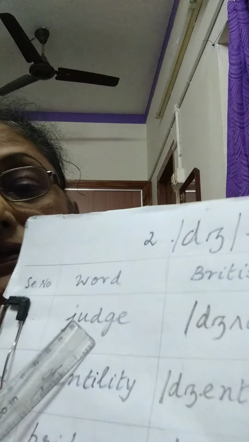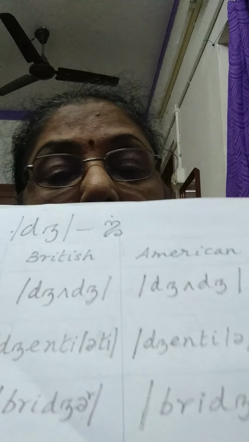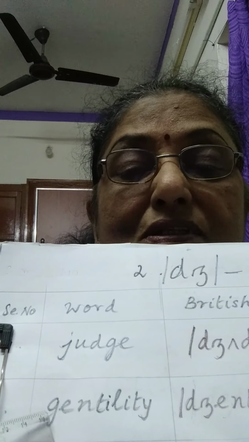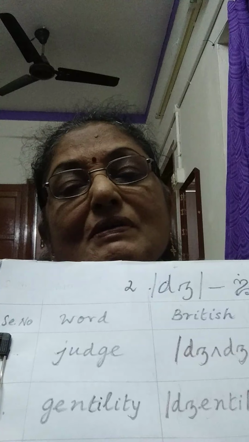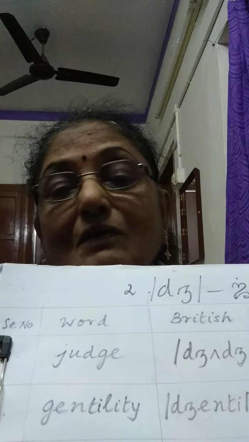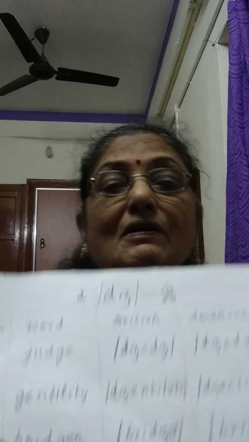Let us take the word judge. For that we put j, then a, and then j. Americans also pronounce it in the same way. Then the next word is gentility. It starts with G, but the sound is J. Normally, if a word starts with G, then the G sound will be there, but in some words like gentle and germ we use the J sound. So whether it is J or G, if the sound is J, we have to use this D and Z symbol.